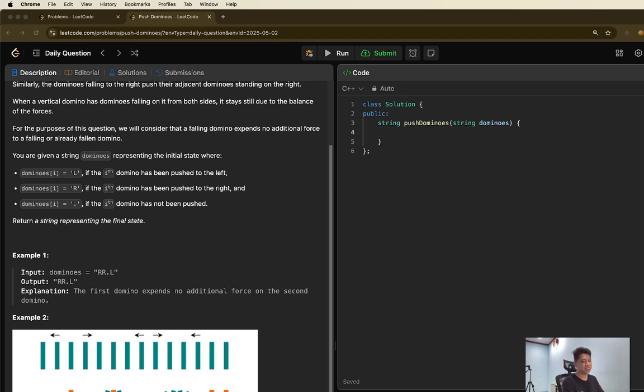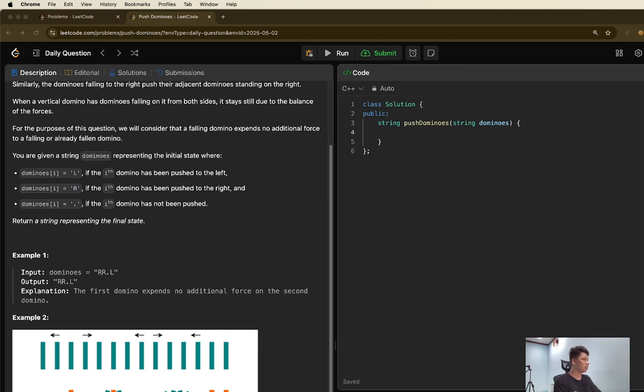So let's analyze the next case. What happens if the next not-empty, I call it dot, okay, not-dot character, is maybe for example the right? So in this case the two continuous characters are R and R. So don't worry too much, we just don't have to think here. Obviously the dominoes between these two R fall to the right, okay.